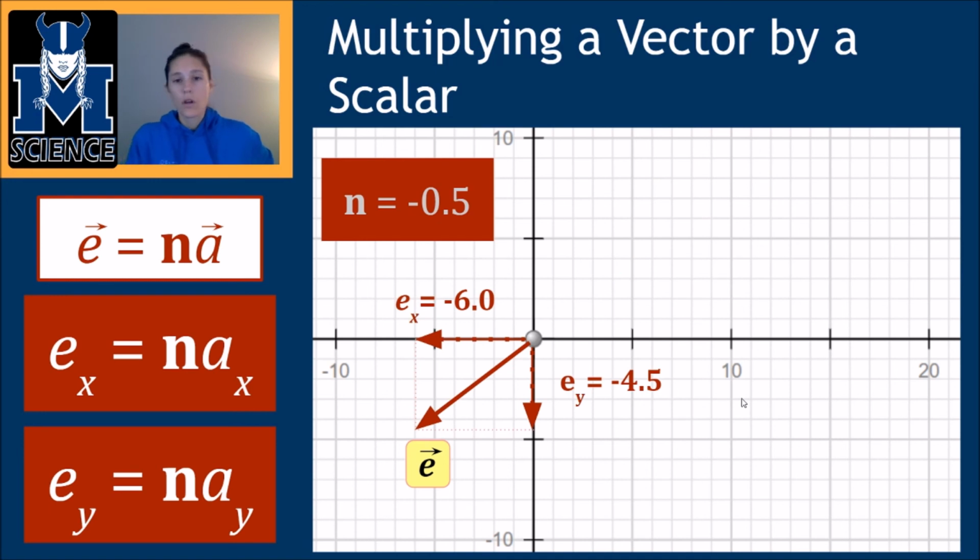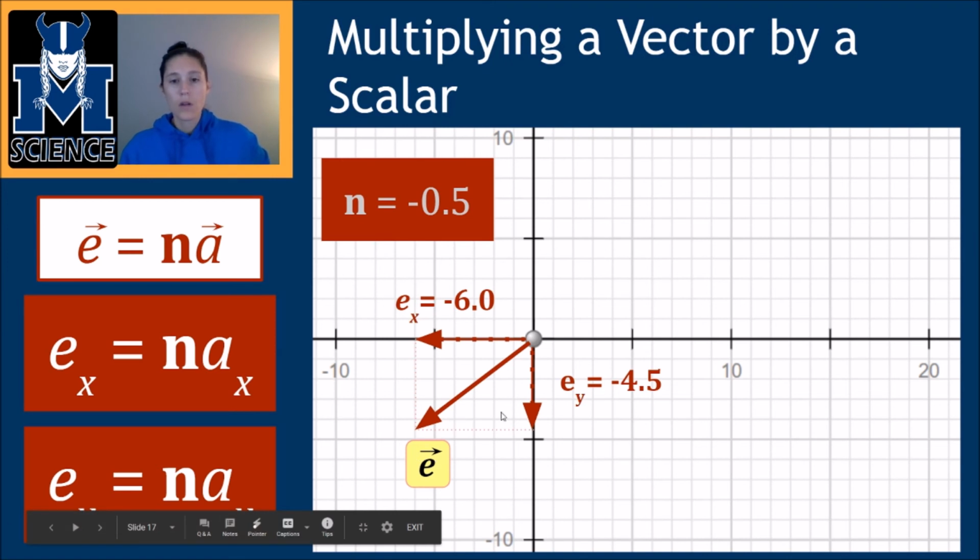And then of course we could go from our components and get our magnitude by the Pythagorean theorem for E, and we could get our direction from the x-axis using the inverse tan of 4.5 divided by 6.